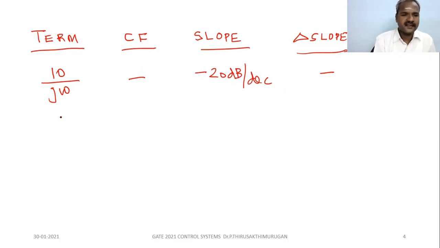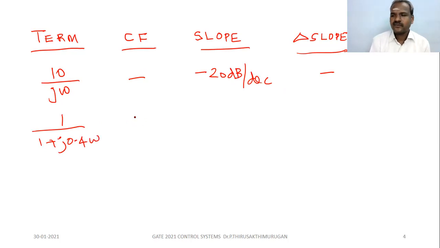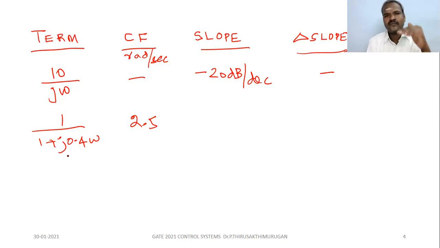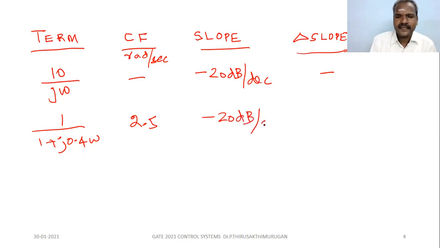Next, I am going to consider this factor 1 by (1 plus j 0.4 omega). What is the corner frequency for this? 2.5. Okay, 2.5 radian per second, corner frequency. So what is the slope for this pole factor, the first order factor? Okay, pole means minus 20 dB. So this slope is also minus 20 dB per decade.